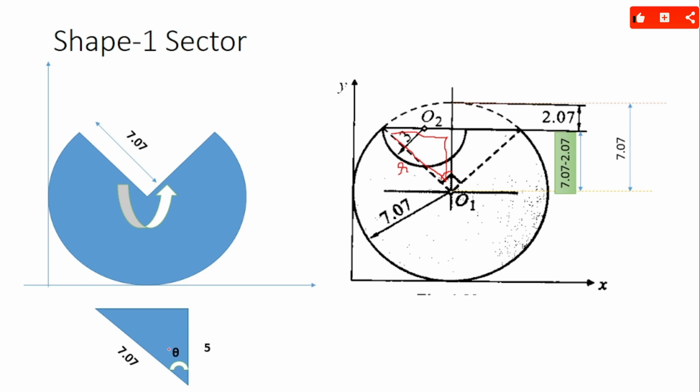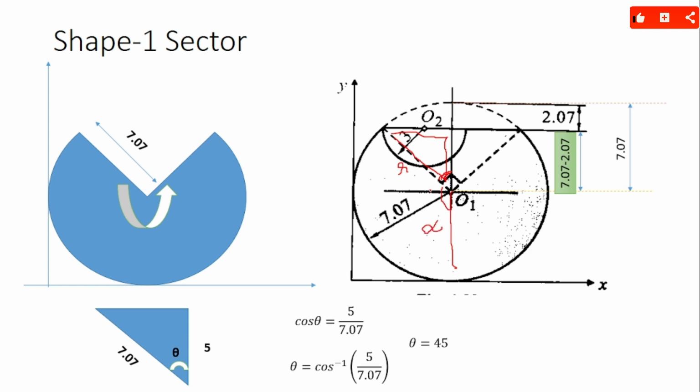Now we will find out the theta. How we can find out the theta? With the help of cos relation. So cos theta is equal to adjacent side divided by hypotenuse. So 5 divided by 7.07. If you find the cos inverse of this equation, we will get the value of theta is equal to 45 degree. Remember, theta is not equal to alpha. This is the angle included between the triangle. This is the angle. So what is alpha? Alpha is equal to this angle.